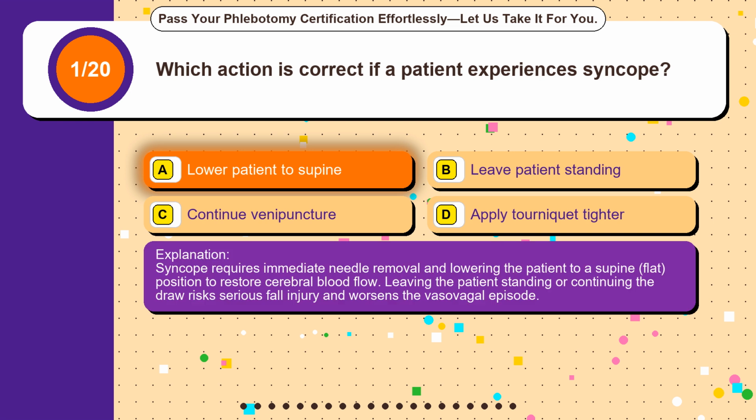Syncope requires immediate needle removal and lowering the patient to a supine, flat position to restore cerebral blood flow. Leaving the patient standing or continuing the draw risks serious fall injury and worsens the vasovagal episode.